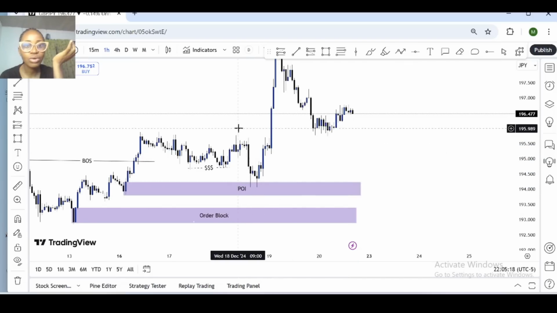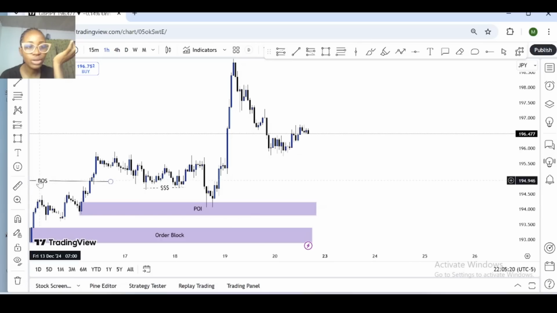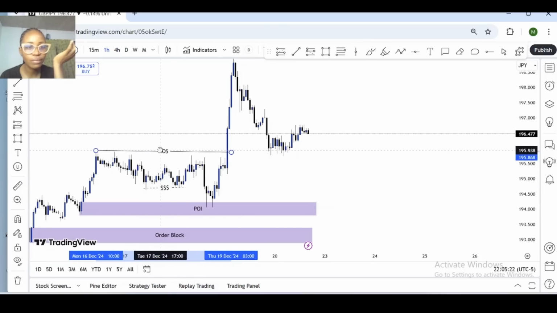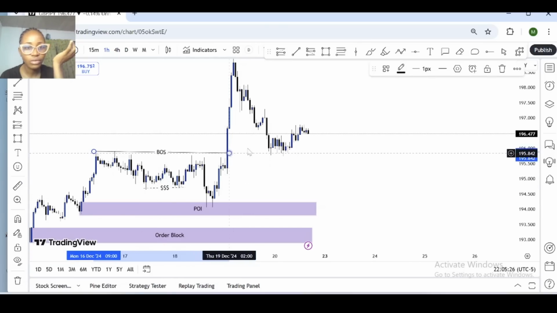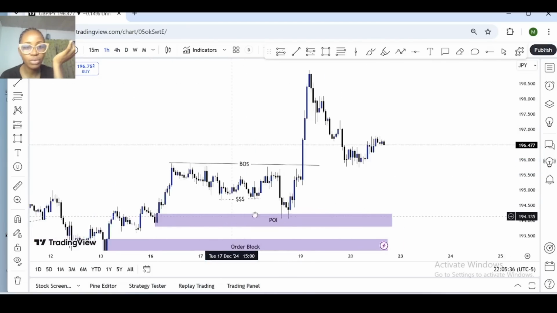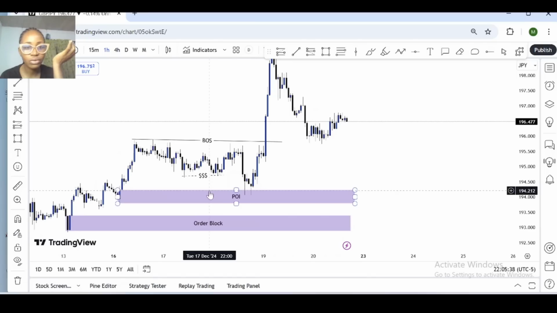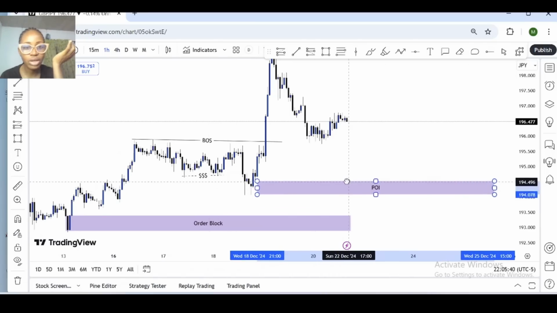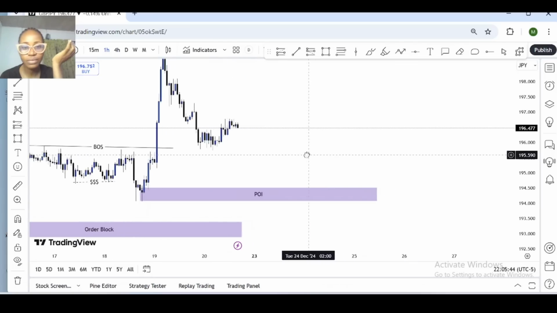All right, so now we've gotten another break of structure here. We've gotten another break of structure here, and what I will do is also identify the origin that caused this break of structure, which is this point here. Let me take this off. I'll identify this zone here as my point of interest.